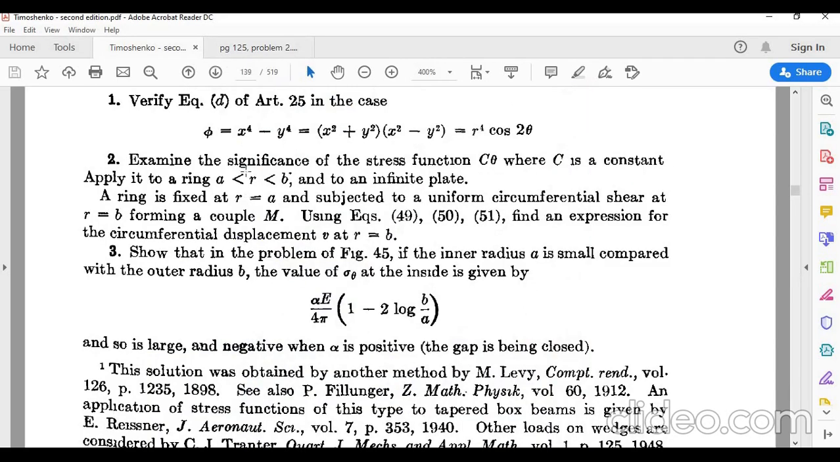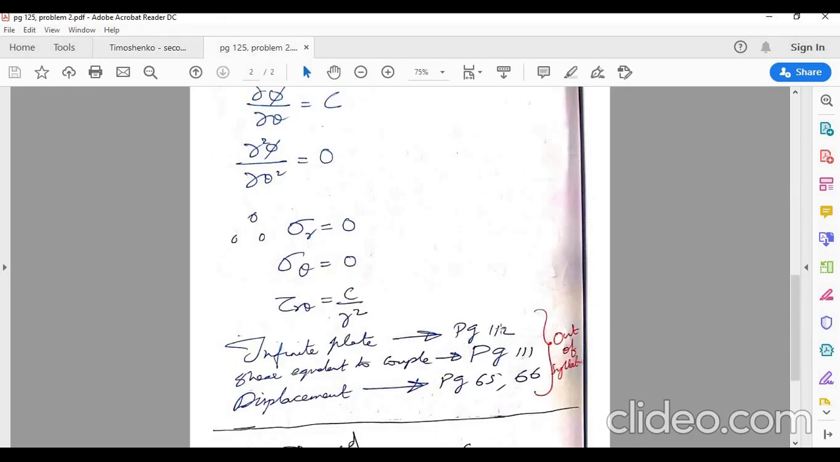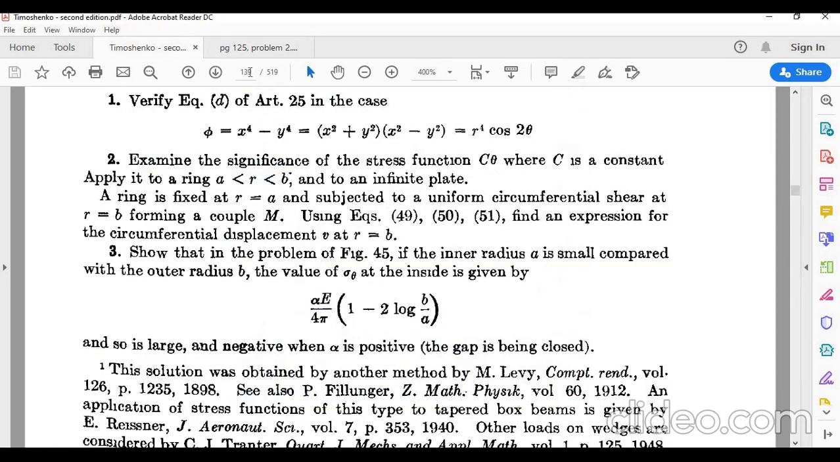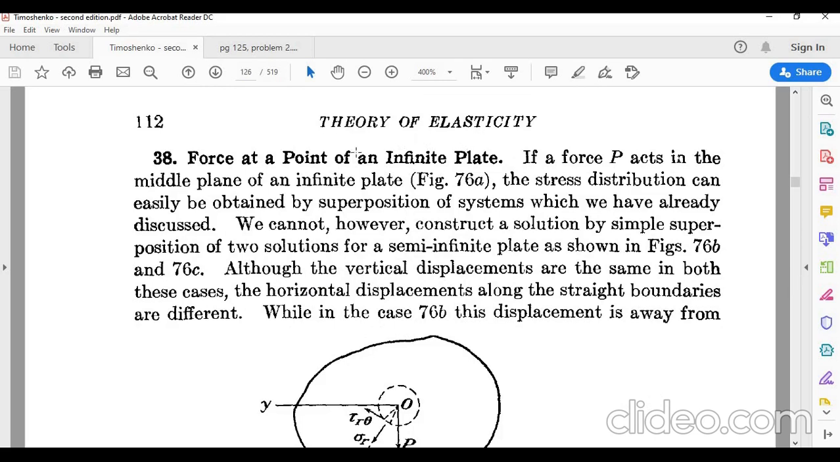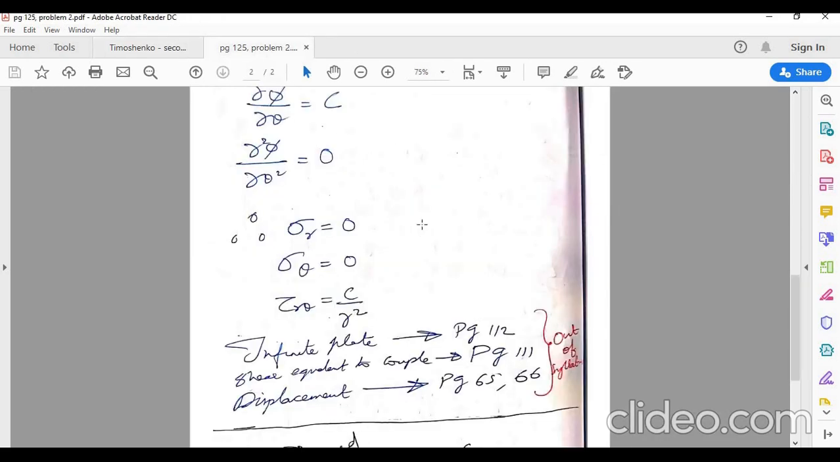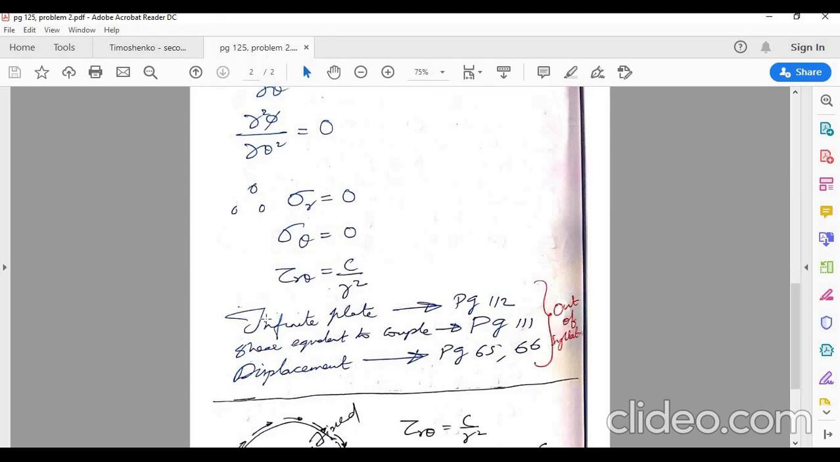Now the question is asking you to apply it to an annular ring as well as an infinite plate. The infinite plate problem is dealt with in a separate section in Timoshenko, so that's out of syllabus. It is on page 112, on top it's 126 here. The case of an infinite plate is dealt with in this section. That's not part of the syllabus, so we won't take that up.